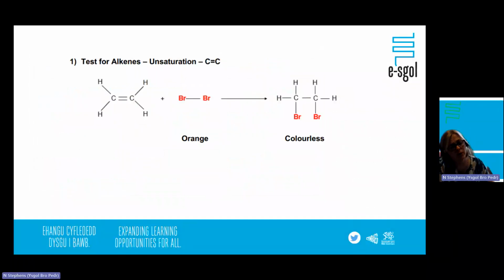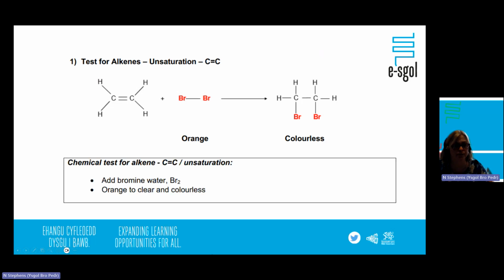So as I said there, the test for the alkenes, or tests for unsaturation, of course, is the use of bromine water. And that results in the orange colour becoming decolorized. Okay, so chemical test for an alkene, simply add that bromine water and the orange goes to clear, colourless.